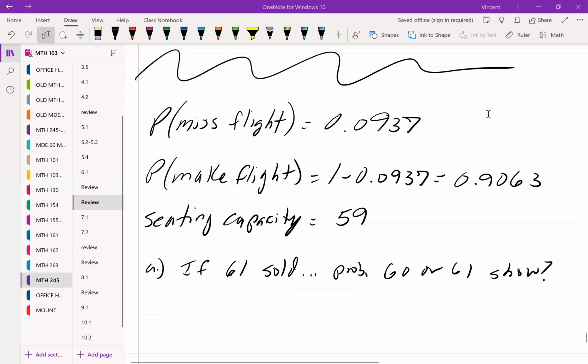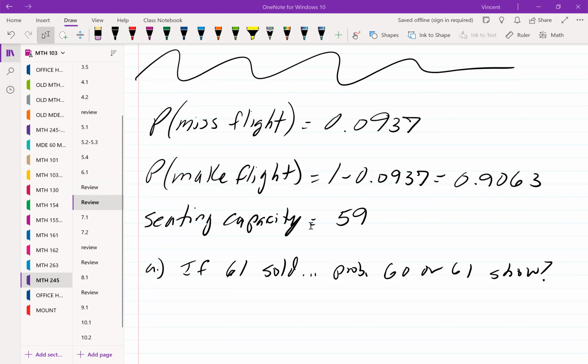Here we go. All right, so the probability that someone will miss a flight is 0.0937. So if you want to know the probability that someone will make a flight, you subtract that 0.0937 from 1, and that'll give you 0.9063. So don't forget, this is a binomial distribution probability problem. Binomial means there are only two outcomes, and in this case, it's miss a flight, make a flight. They gave us the probability of missing a flight, once again 0.0937, and if I want to know the probability of making a flight, I subtract that from 1, which gives us 0.9063.